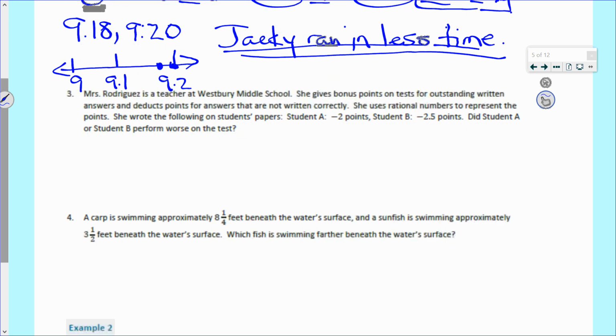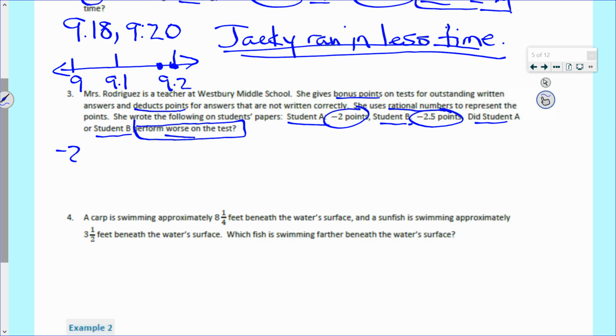Miss Rodriguez teaches at Westbury Middle. She gives bonus points on tests for outstanding written answers and deducts points for answers not written correctly. She chooses rational numbers to represent the points. She wrote the following on the students' papers. For student A, it was -2. Student B was -2.5. Did student A or student B perform worse on the test? So that's really our big question. Who performed worse? Going back to our original directions, which are still the same, we need to order them least to greatest. So which one is smaller? So -2, then -2.5.